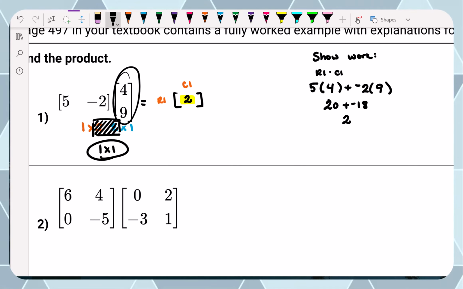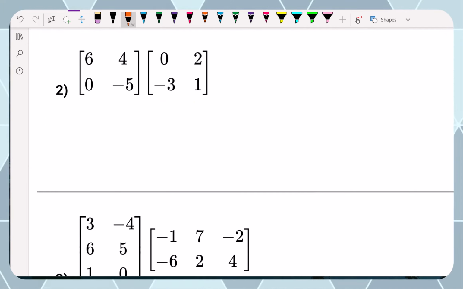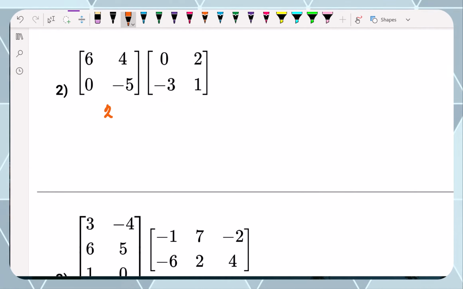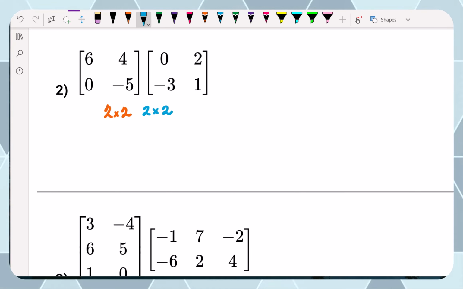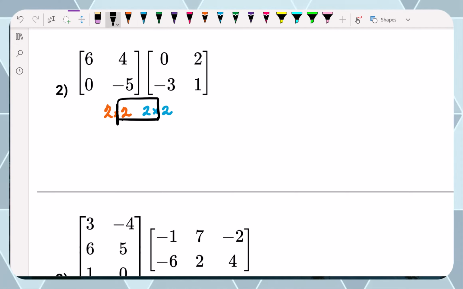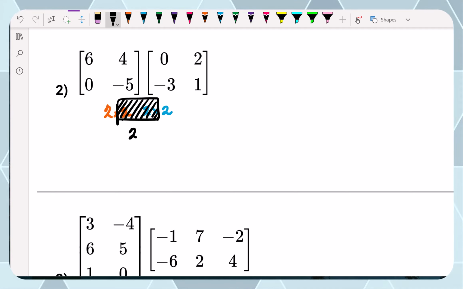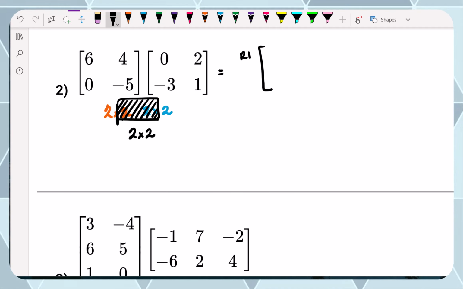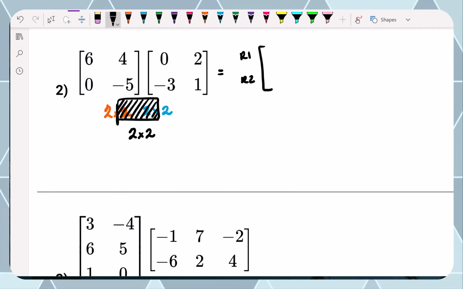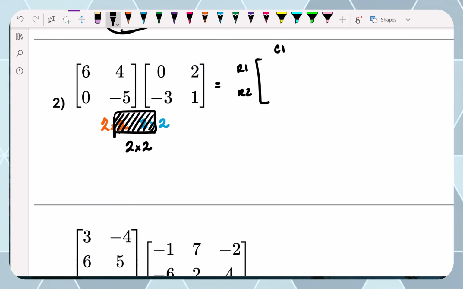So let's try something a little bit more difficult now. All right, once again, we're going to start out with the easy part. We are going to write down the dimensions of each matrix, and we're going to see what our final result will be. Since the rows and the columns match up, I'm able to multiply them together. Final result is going to be a 2 by 2. So I'm going to put a little bit of space in between here. I know I've got 2 rows, and I know I have 2 columns.